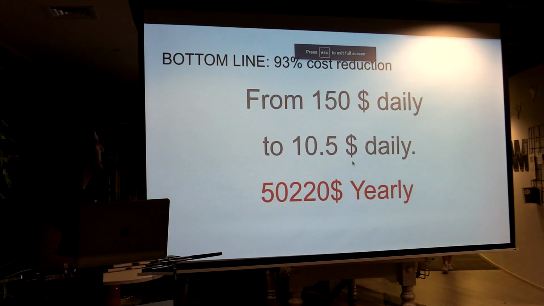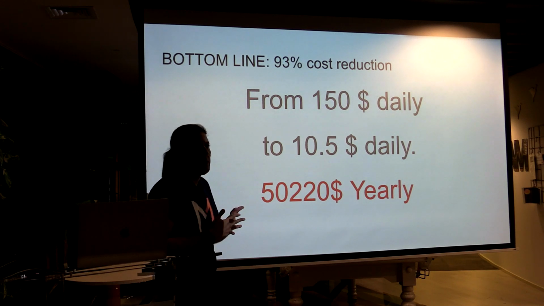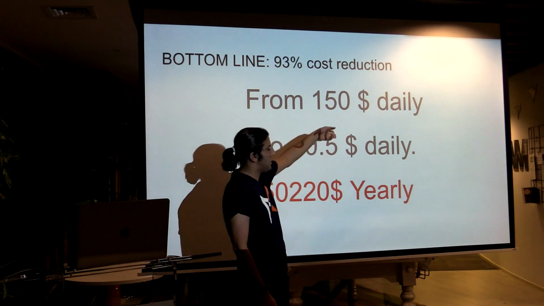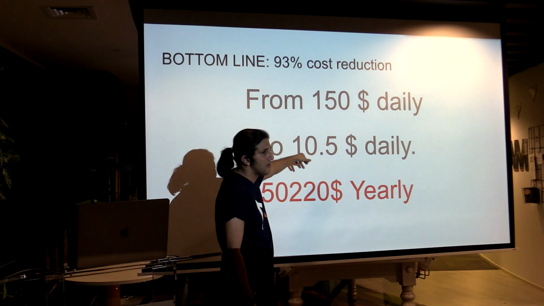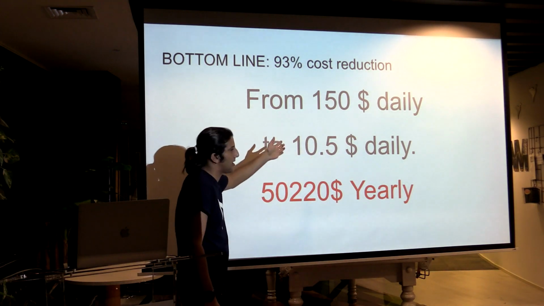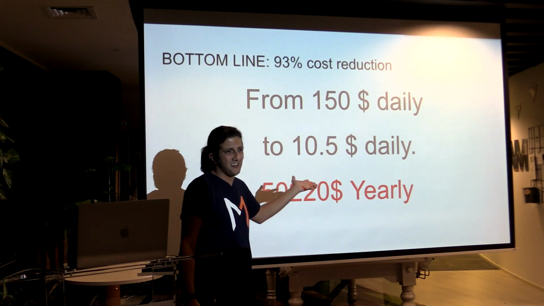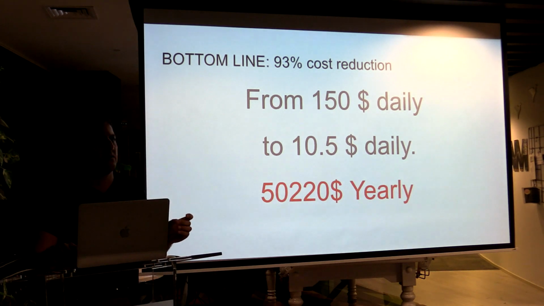The bottom line in terms of cost, just to emphasize that, it's a 93% cost reduction from $150 daily to $10.5 daily. And we didn't even finish all the optimizations, we have more. That's about $50,000 a year cost reduction simply because we did something wrong.